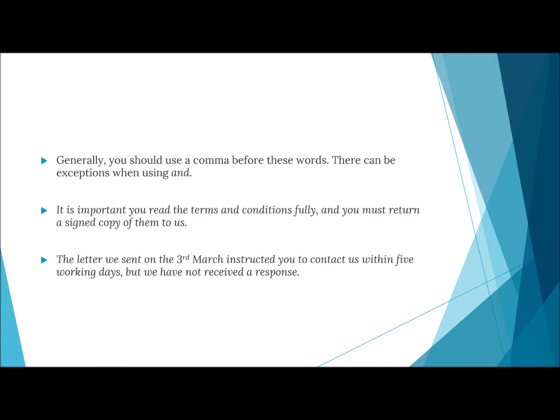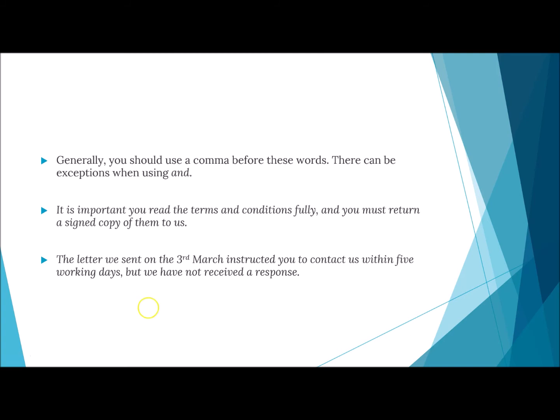Now generally you'll have seen we use a comma before these words. Now there can be some exceptions when using and. Mainly the exceptions are when you're not actually joining two independent clauses. It's more about when you're using and as part of a list. So that's something you could look into a bit more if you want to find out a bit more about that.